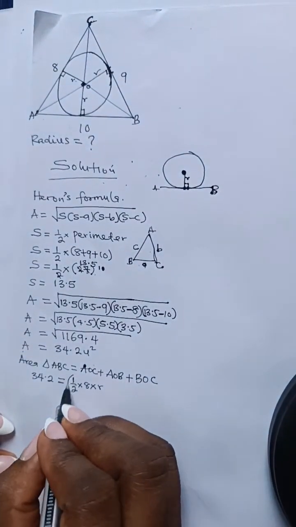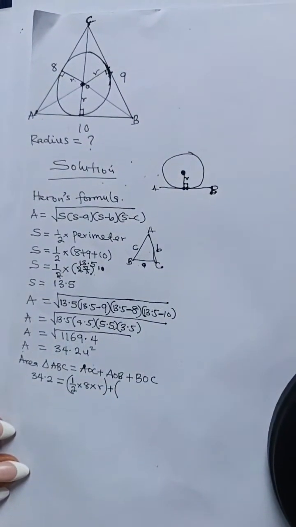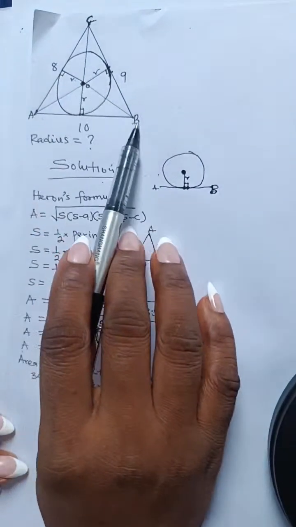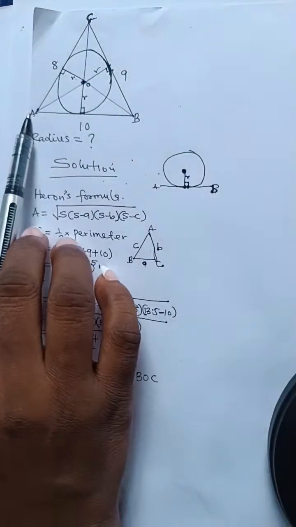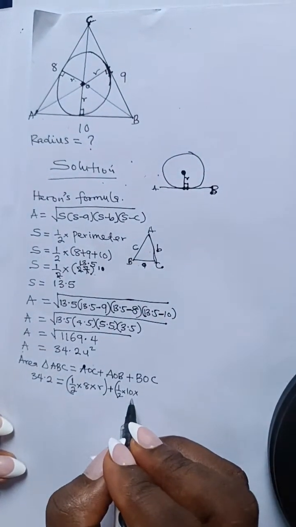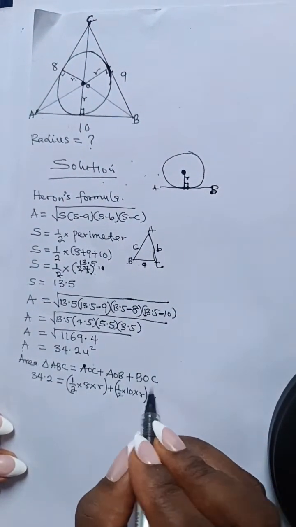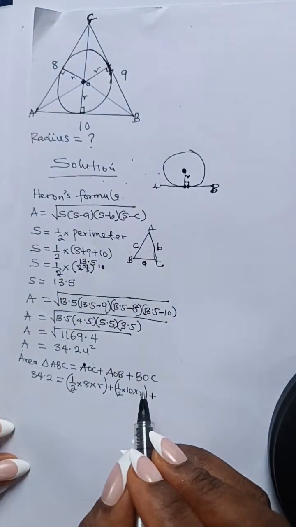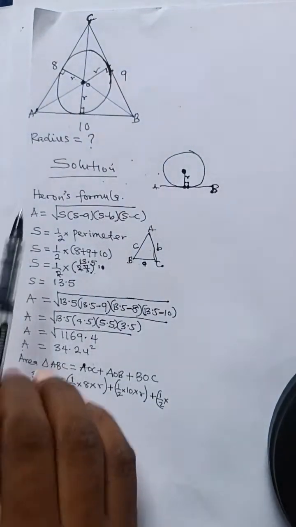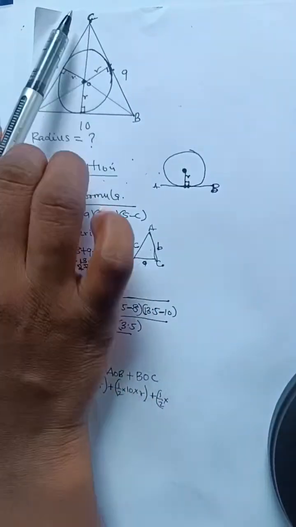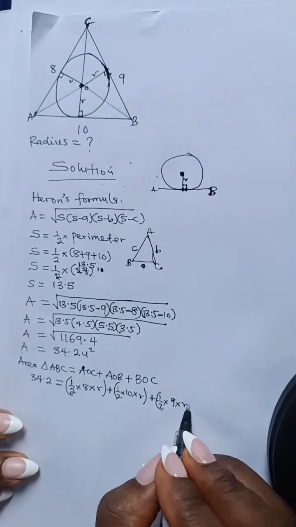So this is what we have for AOC, plus now triangle AOB. AOB is going to be half multiplied by the base, which is 10, multiplied by the height, which is also the radius, okay? Then plus for BOC. For BOC, we have half multiplied by, this is BOC, so the base is 9, and the height is R as well.